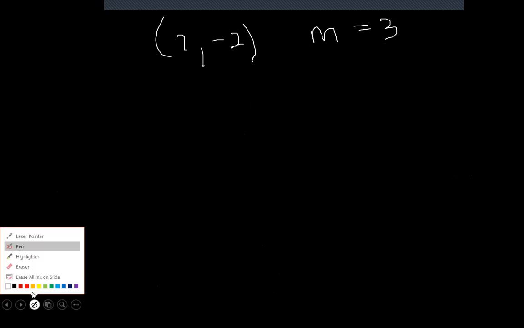Okay, so now I have this point. Say they gave me 7, minus 2 as my first point, and then they gave me the gradient is equal to 3. Okay, so find the equation of the line and tell me what you get.